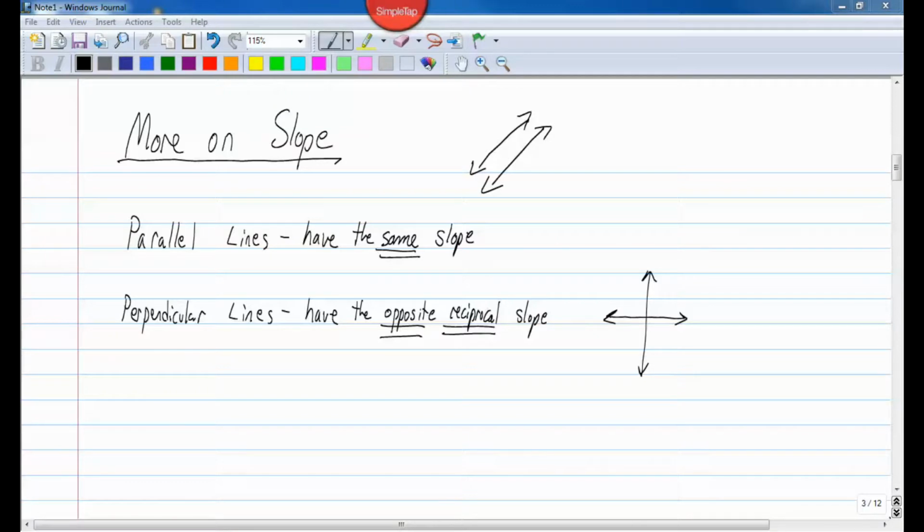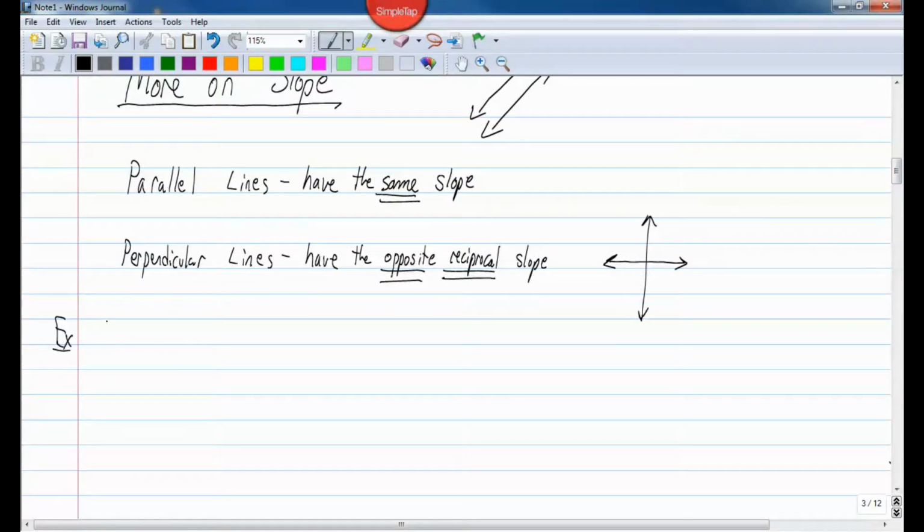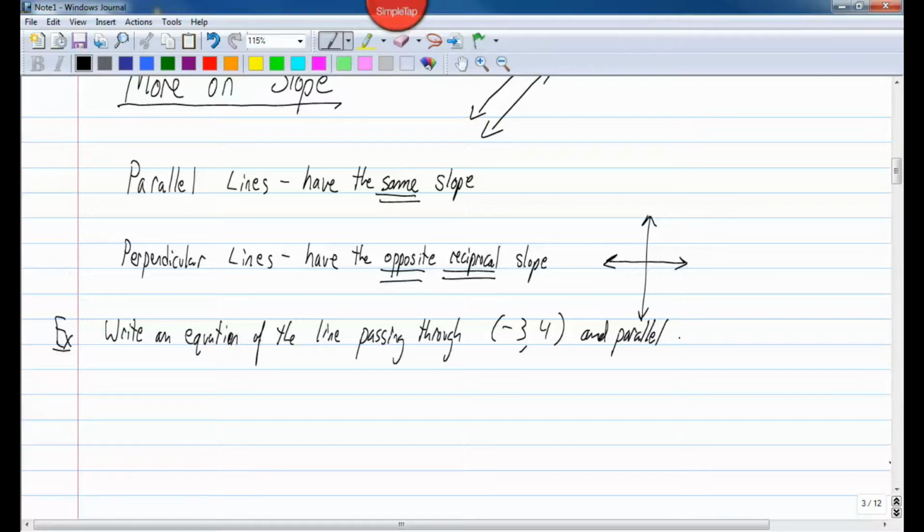Alright, so let's write an equation of the line passing through (-3, 4) and parallel to 3x minus y plus 1 equals 0.